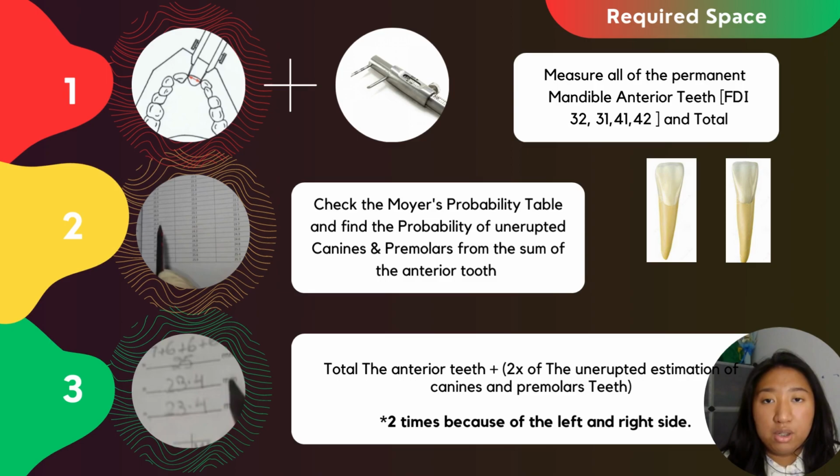So the number that you have found in the first step is going to be added to two times the unerupted estimation of the canines and premolars teeth, based on Moyer's probability table or chart. Why do we need to add it? Why do we need to multiply it by two? Because it needs to be checked on the left and the right side as well.